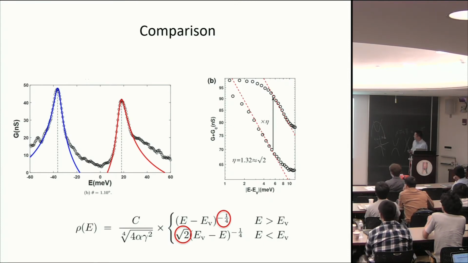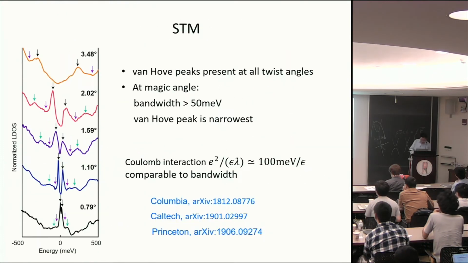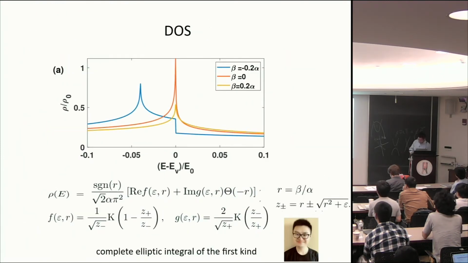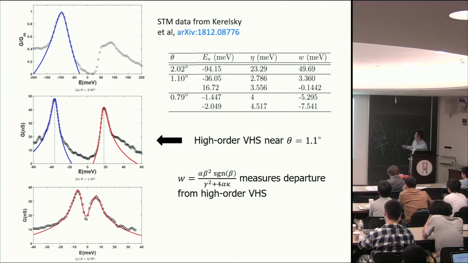Yeah. So this fitting comes from Noah, who took the data from the Columbia group. Now we can also look at different twist angles, and you can fit all these different twist angle data using the tensor state that is shown here, right? And from this fitting, you can extract basically all the parameters in this energy dispersion, and there's one parameter W, which tells us how far this system is away from the high order Van Hove singularity.